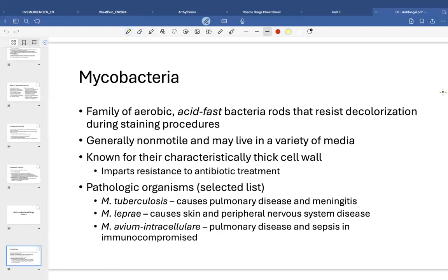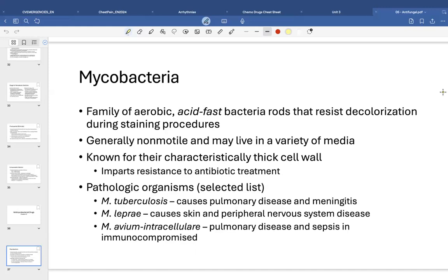And tuberculosis is responsible for pulmonary disease and, in the worst case scenario, meningitis. And leprosy, skin and peripheral nervous system disease. And then your MAC, Mycobacterium avium intracellulare, is seen in AIDS, HIV disease as a particular opportunistic infection, but otherwise it is seen only in the extremely immunocompromised.